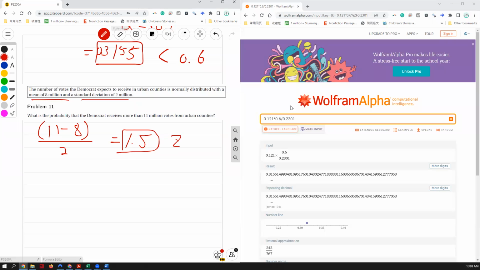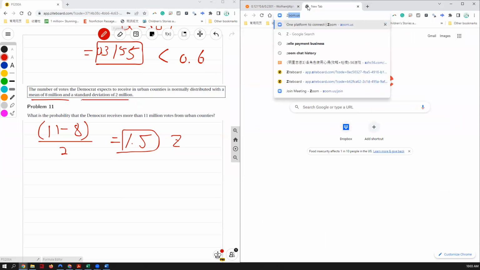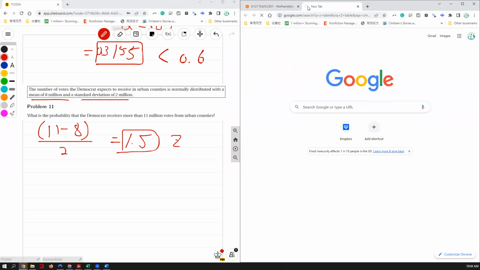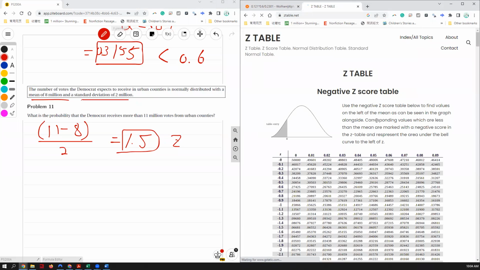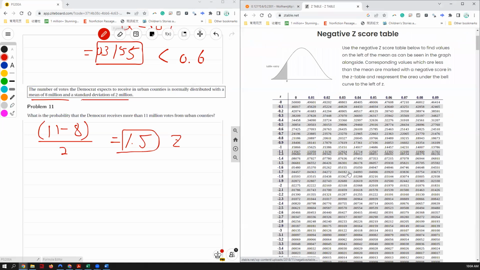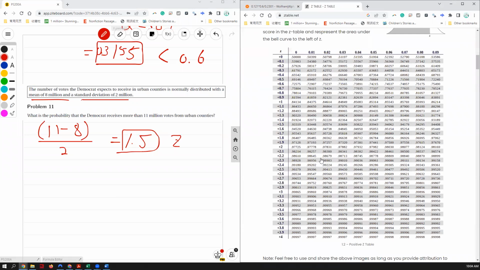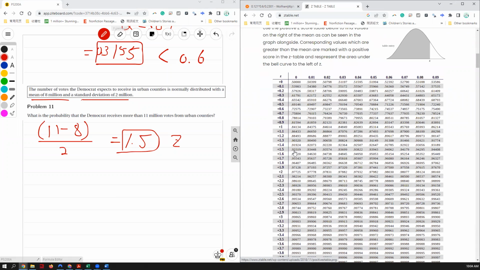So what I can do is look up the z-table. Should be available everywhere. Let's see if this one gives me the correct z-table. Okay, I want the positive 1.5. This is the negative one. Let's do a positive one. So 1.5, right? So I get 0.93319. So that's that.